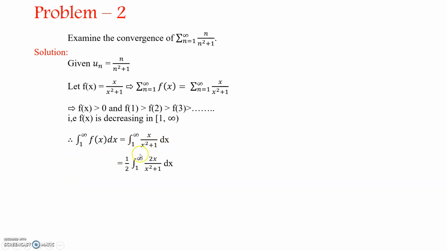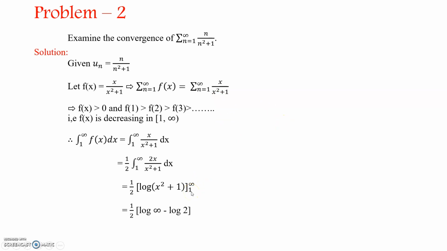Therefore, we can use this case as log x. Here the differentiation of x square is 2x. So, as we do not have the 2, we multiply by 2 and divide by 2. So, we get 1 by 2 integral 1 to infinity 2x by x square plus 1 dx, which is equal to 1 by 2 log of x square plus 1. Apply the limit 1 to infinity.